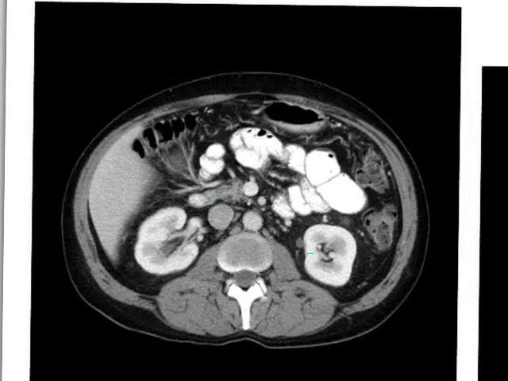Left kidney, so this would be cortex of the left kidney, medulla of the left kidney. Right kidney. This right here, the duodenum. This right here is the aorta. This right here is the inferior vena cava.